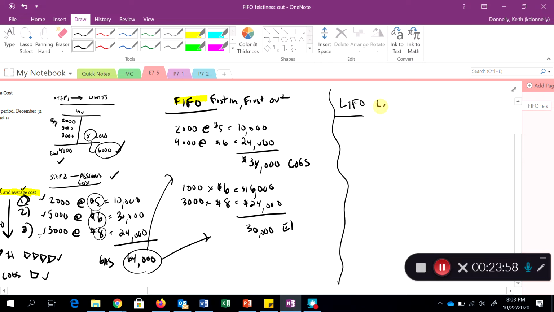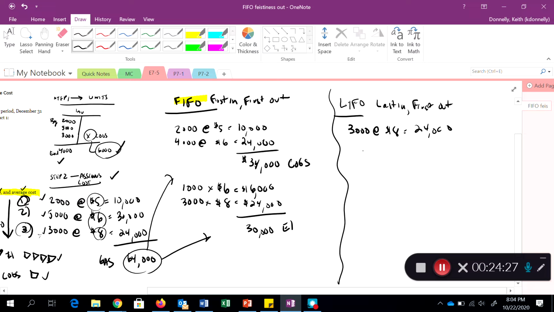So this is our last in is first out. So last in, third place, we're going to start with you. We got to take care of 6,000 units here. So when we do this, we're going to draw from our third place, last place first, 3,000 units at $8 a unit, gives us 24,000.